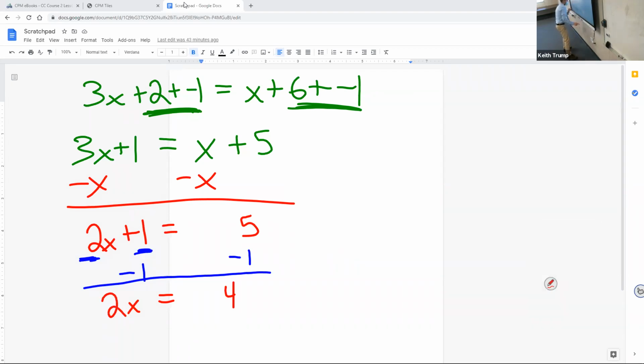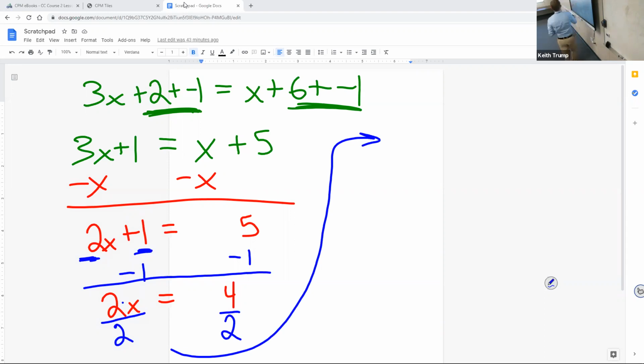Now, how do I undo multiplication? Well, I do the inverse operation of multiplication, which is division. How do I undo addition? Subtraction. How do I undo multiplication? Division. So I'm going to divide this 2x by 2 to get rid of the 2. If I can get rid of the 2, then x is finally alone. I'm going to do the same thing to the other side, because whatever I do to one side, I have to do to the other. So now I'm going to have to continue my work up here, okay?